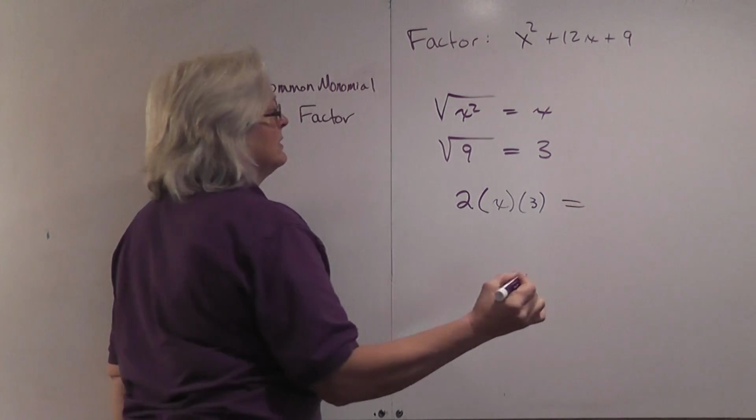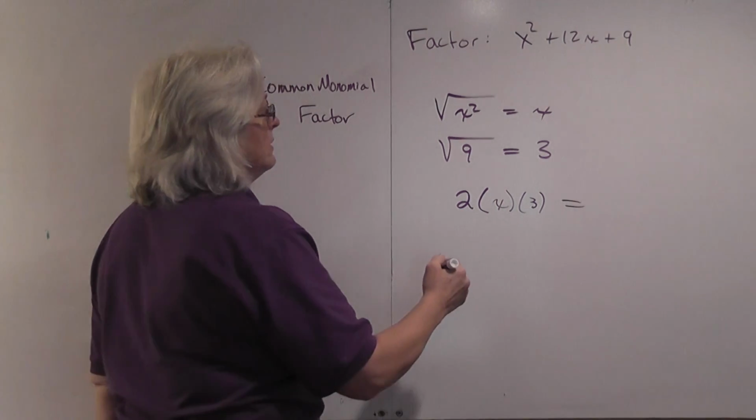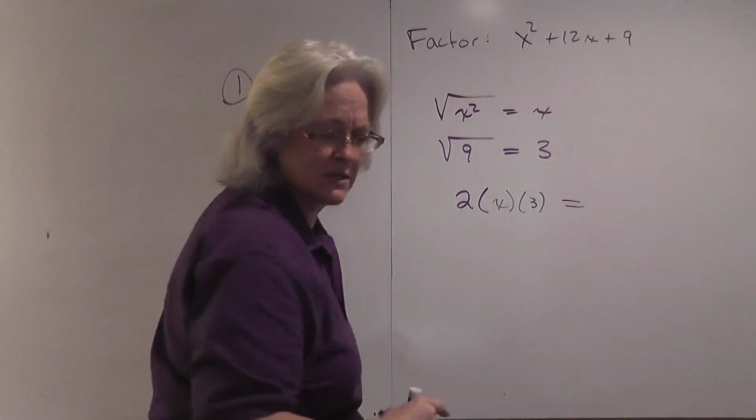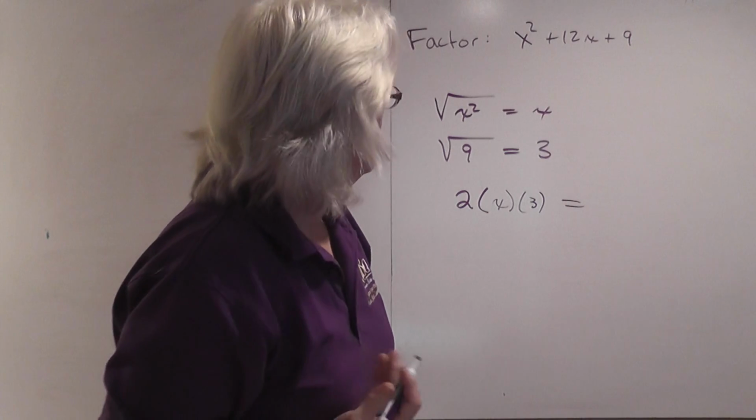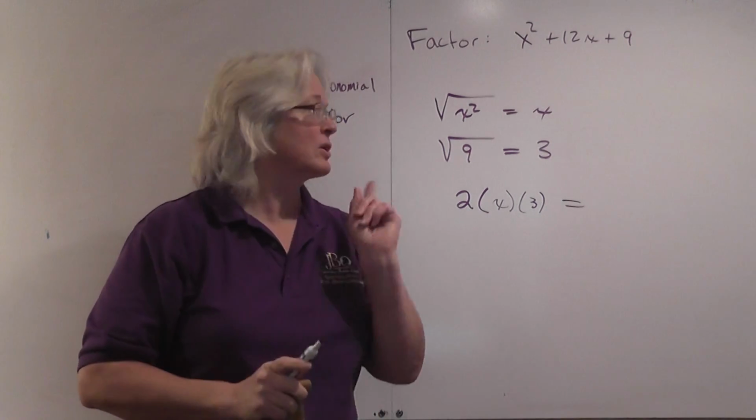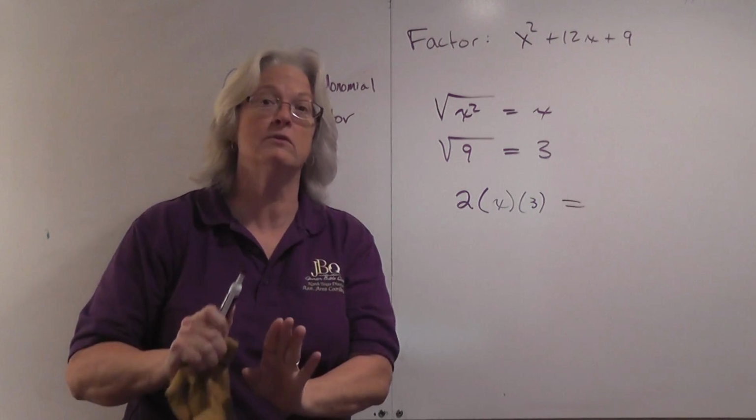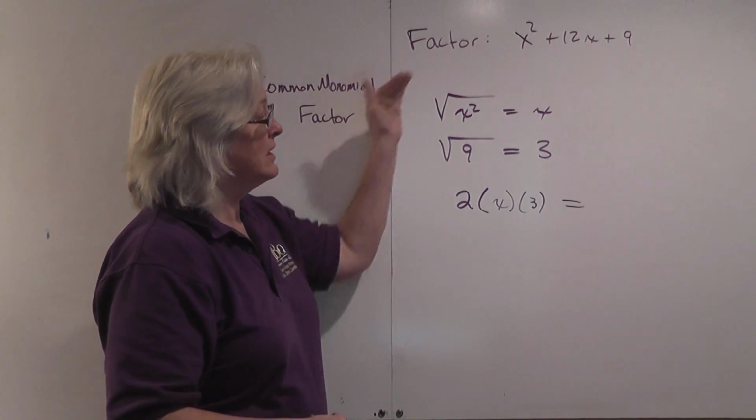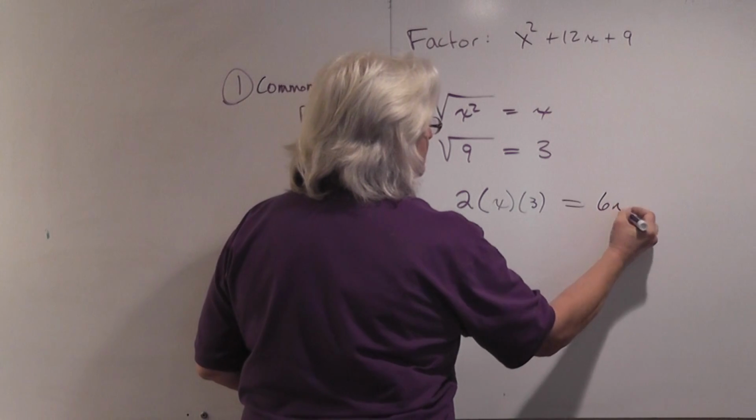What did I do wrong here? 2 times x times 3 gives me 6x. I must have copied my problem wrong. Okay, I did copy my problem wrong. Let me go back and rather than redo this video because of how long I'm through here, I'm going to say, okay, I ended up with 6x.